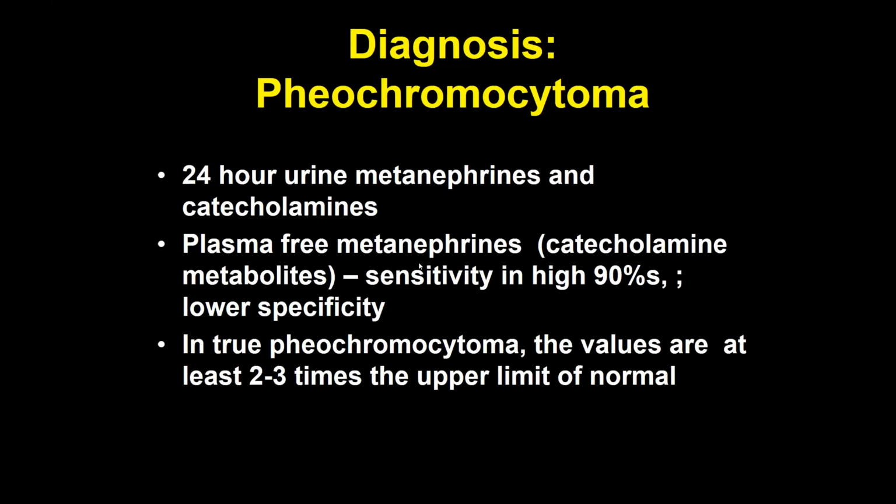We do use plasma metanephrines as a kind of follow-on test, which has a high sensitivity but a lower specificity, for the reasons that I said: in the clinic setting, the patient's extremely anxious, and we can see elevations due to that. In a true pheo, the values on the urine are going to be 2 to 3 times the upper limit of normal. So they're not just going to be slightly above normal range, they're going to be 2 to 3 times the upper limit of normal. And that's another key factor with pheochromocytoma to say as well.